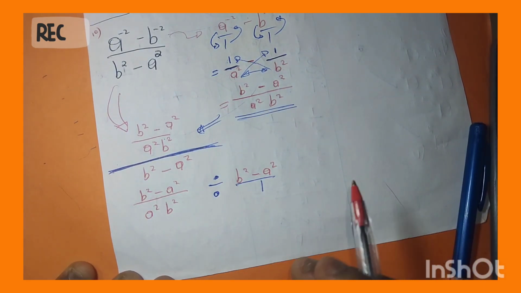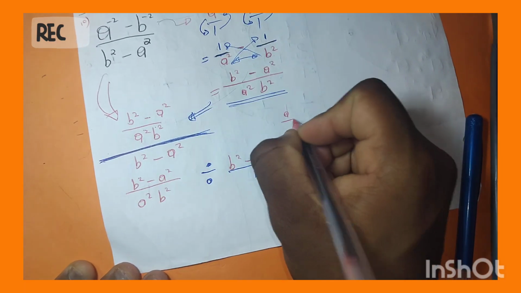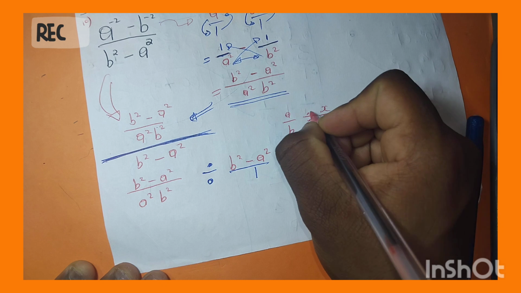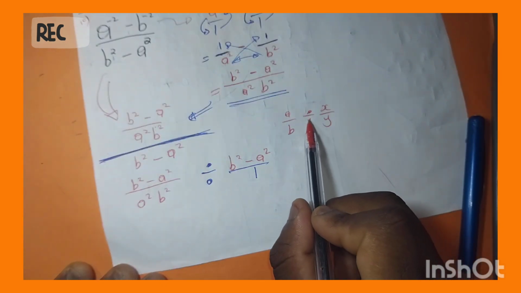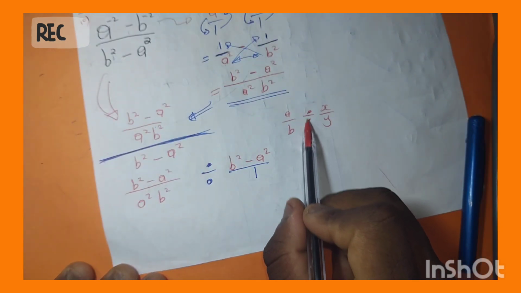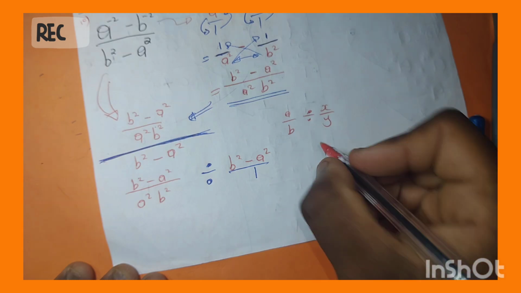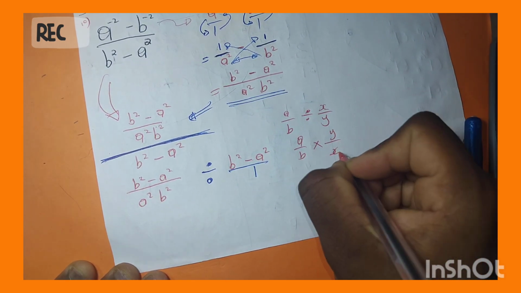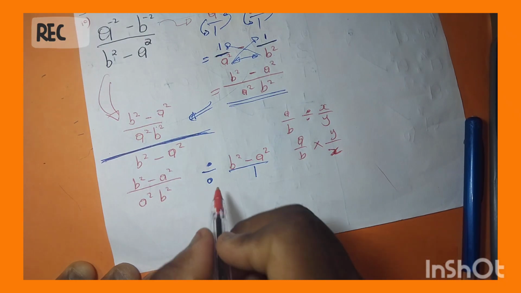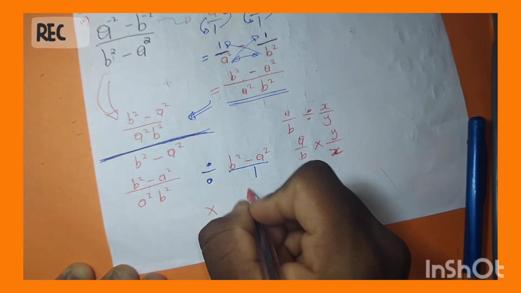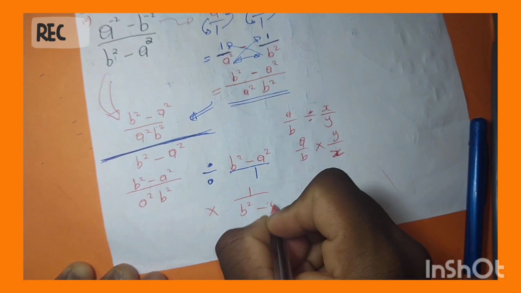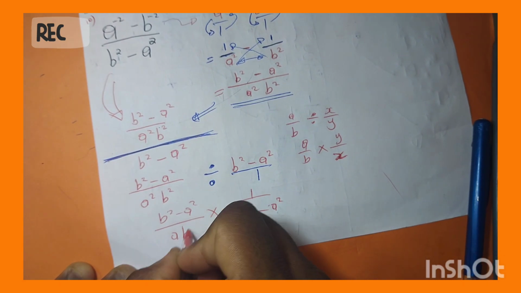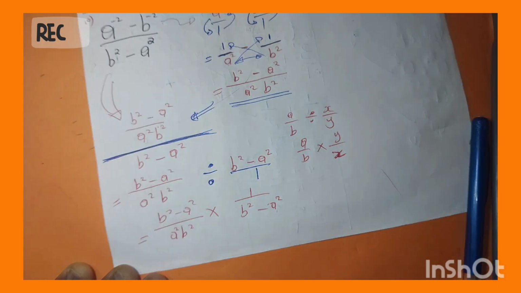There. We have an invisible 1, meaning now according to the application of fractions, when I change a division to multiplication, the right-hand fraction will flip and become like this. Meaning when I change this thing like this, that will become b² minus a² divided by a² b² there. Do you see this thing?